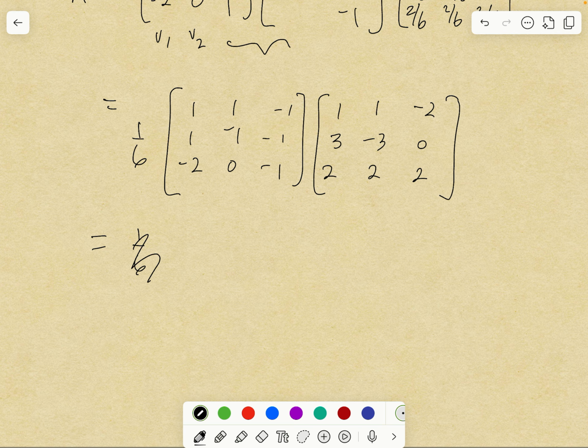But you get some matrix, and that's our matrix A. That's going to be the reflection matrix. And so you see that this makes things a bit easier once you know the diagonalization.